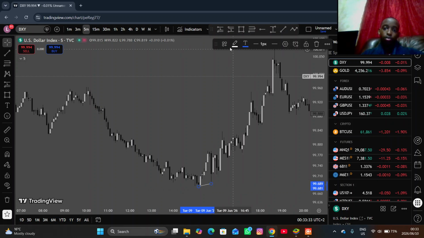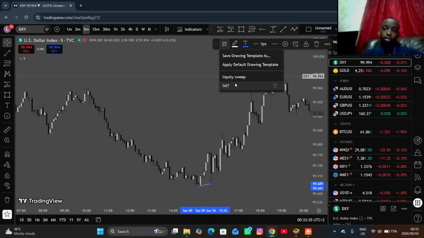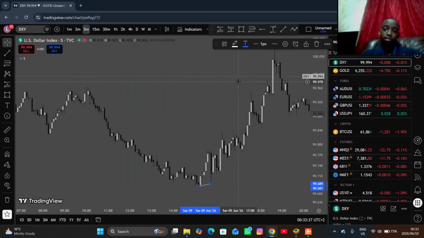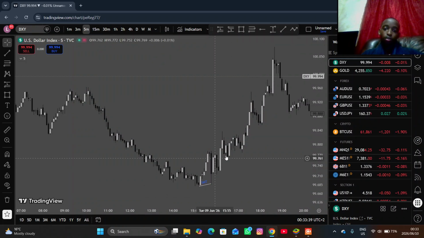Failed to sweep. That's the confluence. Could have taken that entry targeting the higher decision highs, which is here, which it clearly did reach.